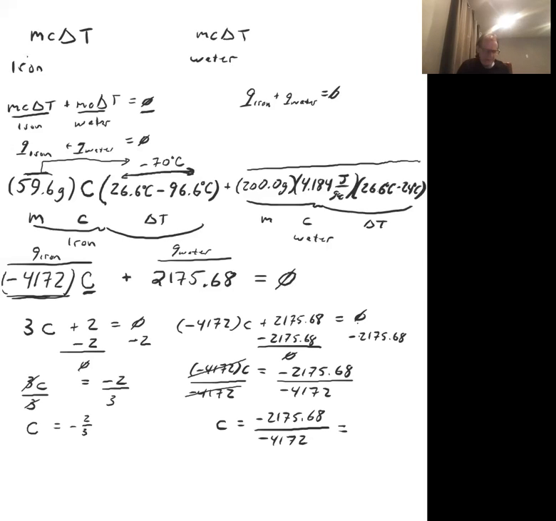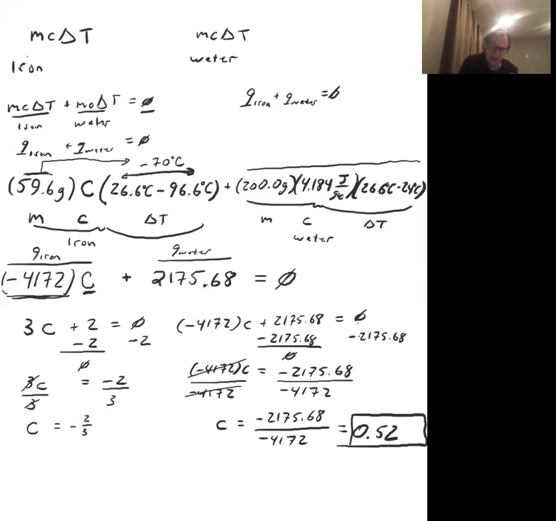And it looks like it's going to be around a half. It might be 0.44. Let's see, 2175.68 divided by 4172. That's about 0.52. Okay. 0.52. They said 2 significant digits, so I'm just going to stop at 0.52.